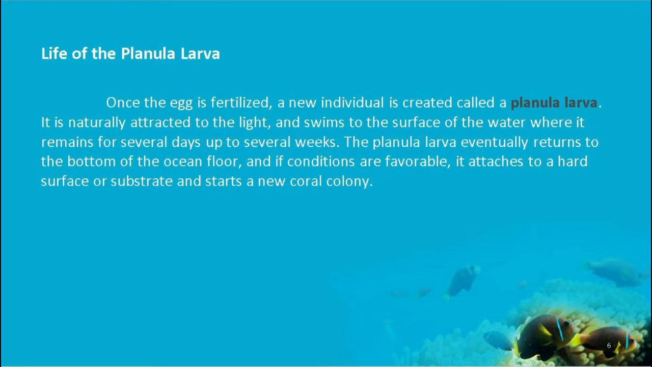Once the egg is fertilized, a new individual is created called a planula larva. It is naturally attracted to the light and swims to the surface of the water, where it remains for several days up to several weeks. The planula larva eventually returns to the bottom of the ocean floor, and if conditions are favorable, it attaches to a hard surface or substrate and starts a new coral colony.